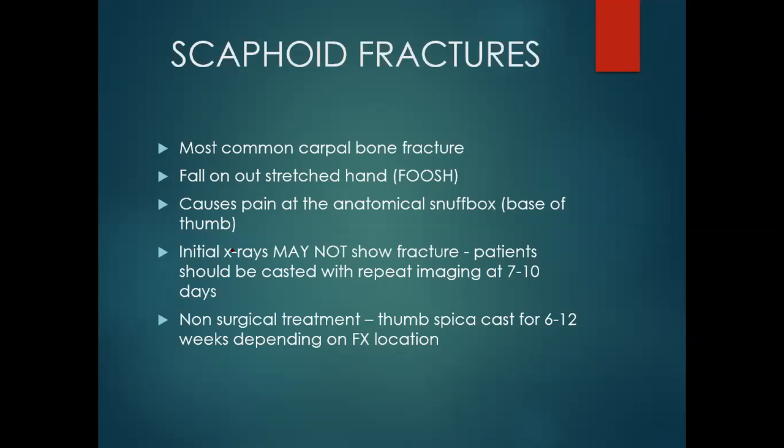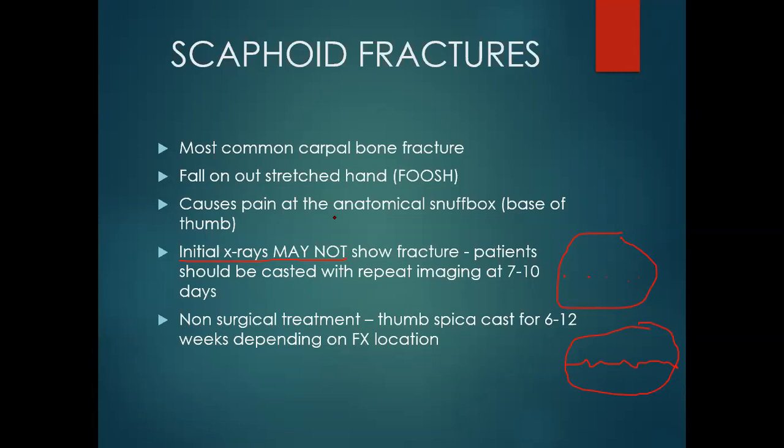The thing with the scaphoid fracture is that the initial x-ray may not show a fracture. So until that calcium lays back down in that scaphoid bone, there could be a fracture that we don't see. A week later, we re-image it and we see the calcium lay down and we go, oh yeah, there was a fracture. So non-surgical treatment is a thumb spica splint for 6 to 12 weeks, depending on the location of the fracture.